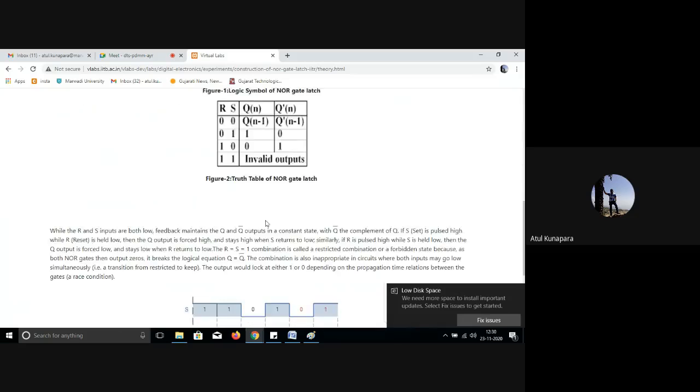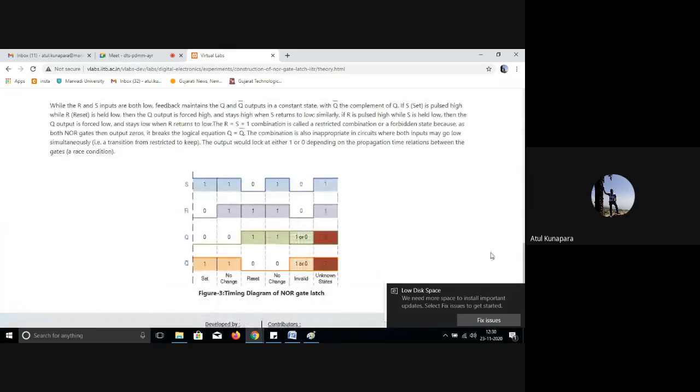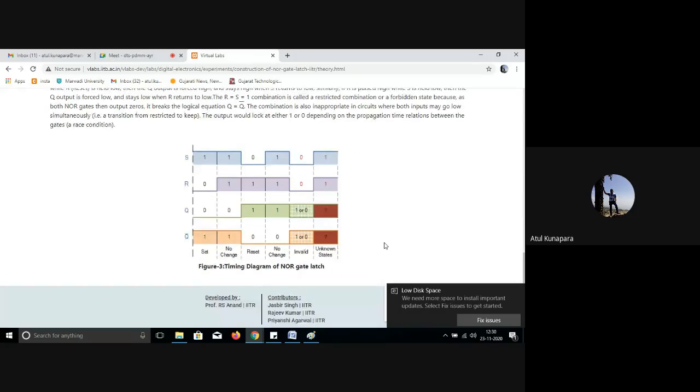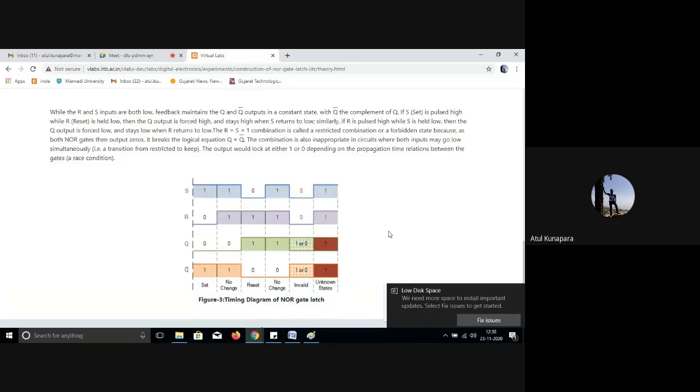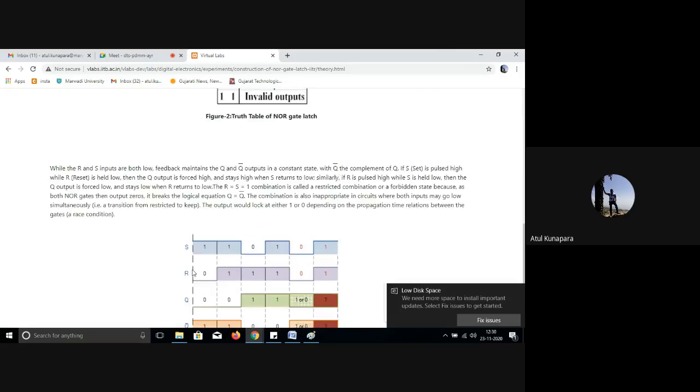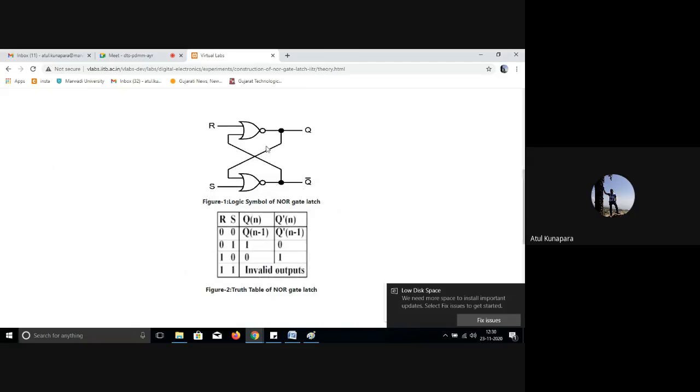Right, so that's what is discussed here. Now we are coming to the timing diagram. Now what do you mean by timing diagram? You look at the diagram shown here. This timing diagram is showing you the input and output conditions. You look at this circuit, R and S are the input signals, Q and Q bar are the output signals.